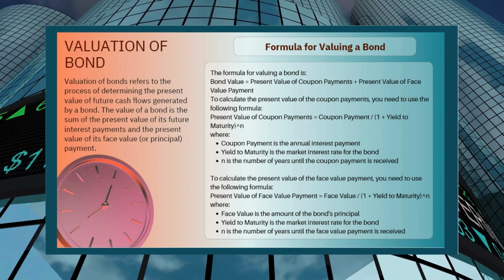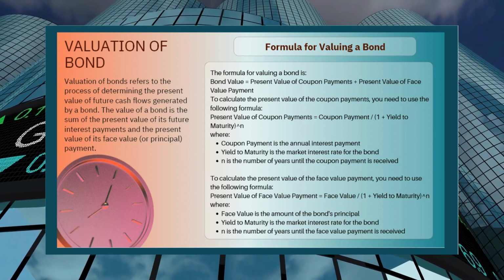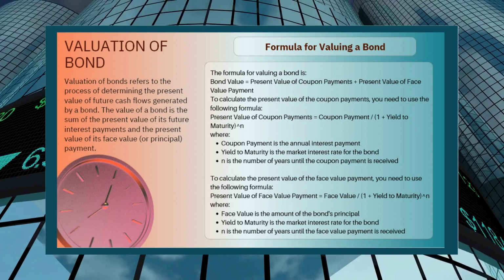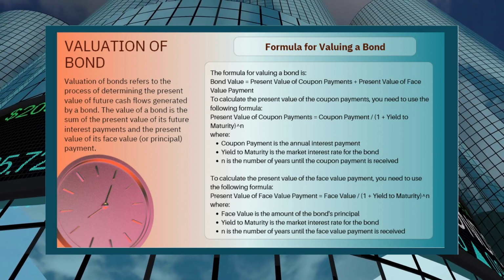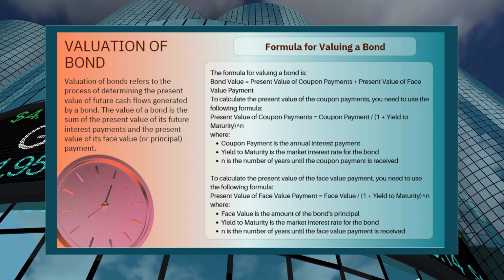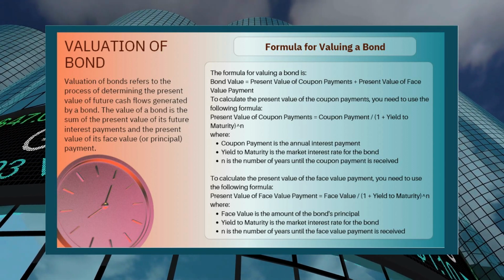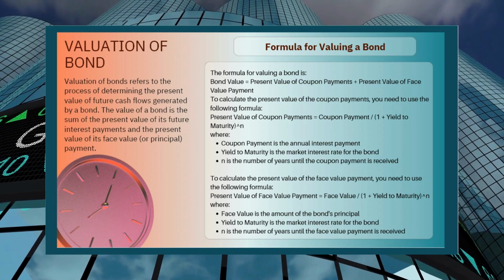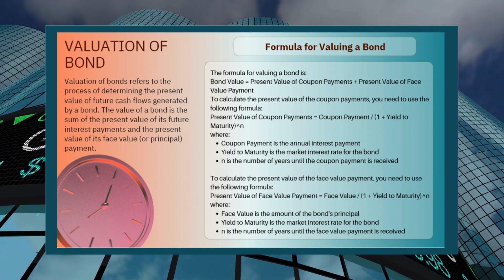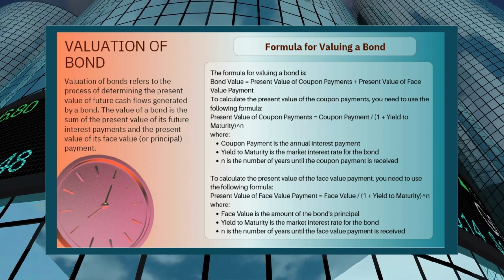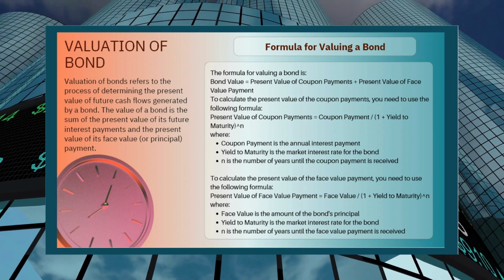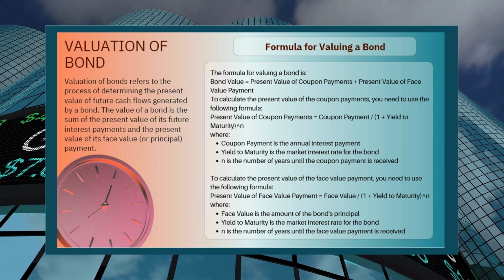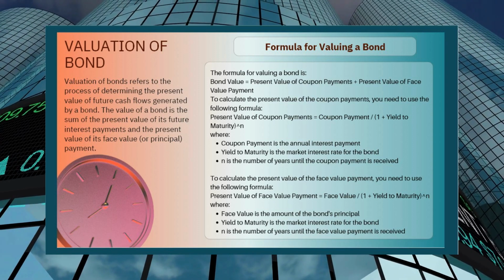At this time, let us discuss the valuation of a bond. Valuation of a bond refers to the process of determining the present value of future cash flows generated by a bond. The value of a bond is the sum of the present value of its future interest payments and the present value of its face value, or what we call the principal payment. So the formula for valuing a bond is: bond value is equal to the present value of coupon payments plus the present value of the face value payment.